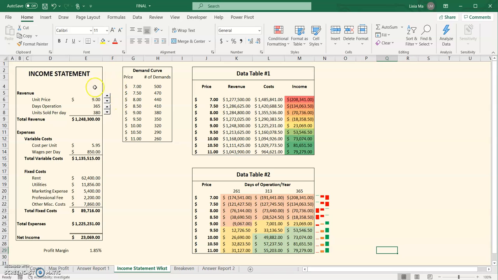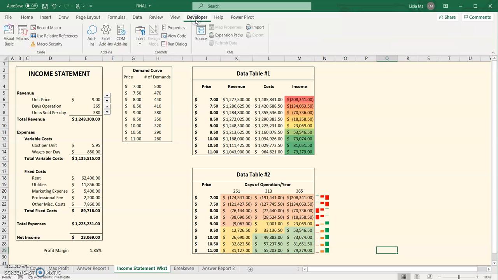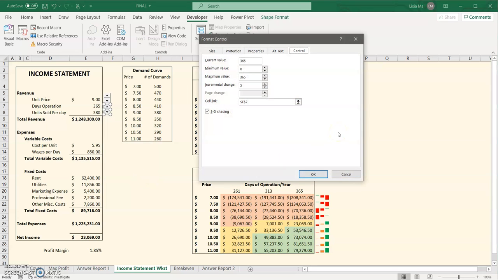Here are 2 buttons. By clicking Developer and then going to Insert, Form Controls, here are the spin buttons. If we right click it, you can see how I formatted it. The minimum value should be 0 and the maximum value should be 365. It represents the days of operation, and the range I set is 5 days as the incremental change. And the cell link is linked to E7, which is the days of operation.